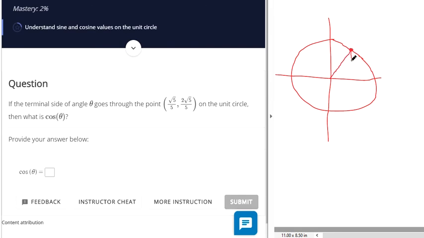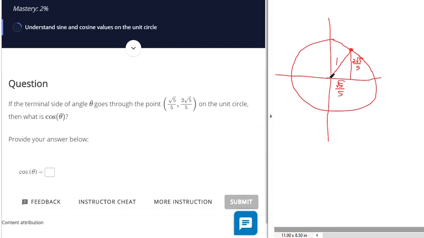But we can make a right angle with the x-axis, and then we can start doing some right angle trig. The x side is square root of 5 over 5, and the y side is 2 square roots of 5 over 5 here. I just got that from the coordinates. And to find out what cosine is, by the way, this is going to be 1 again, because it's in the unit circle.